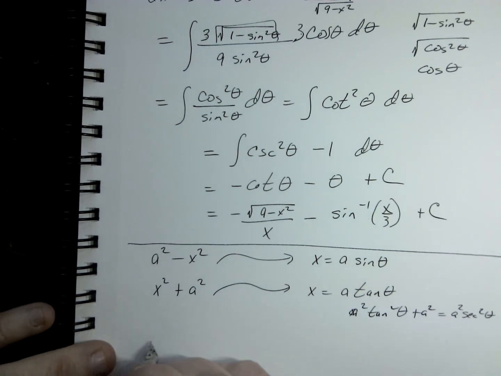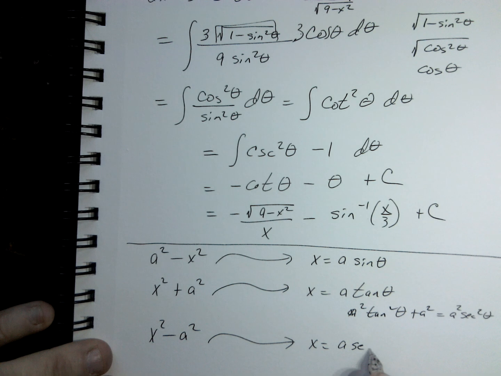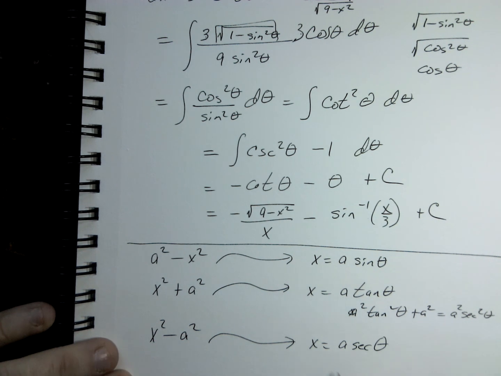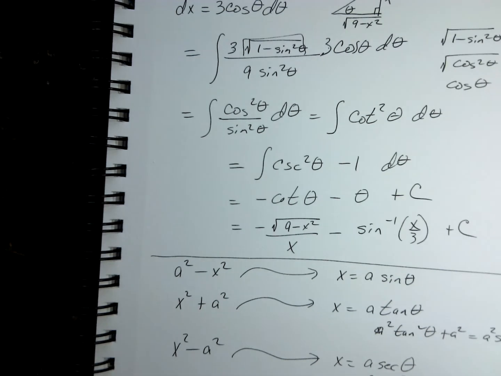The other possibility is I could have x squared minus a squared. And in this case, I'll let x equal a secant theta. So my x squared minus a squared will simplify to a squared times tan squared theta. Is that right? Tan squared? Yes, it is. Sorry, it took me a second. Okay, so that's how you do the other substitution.